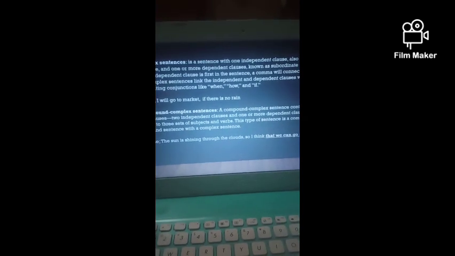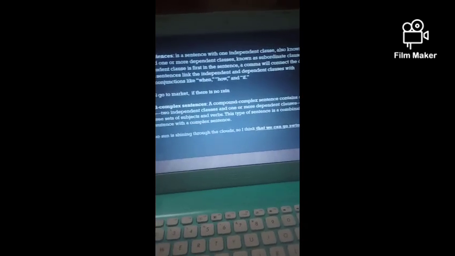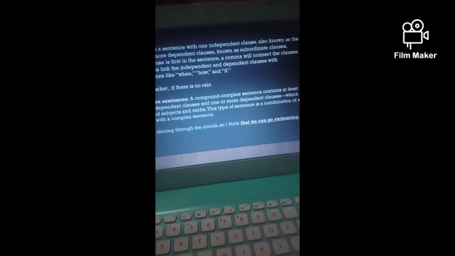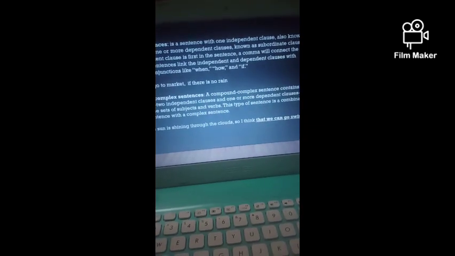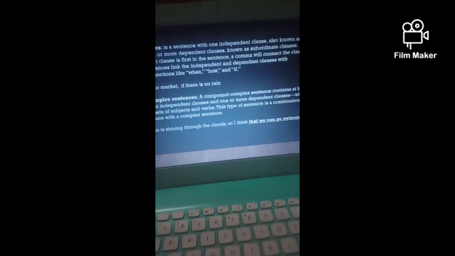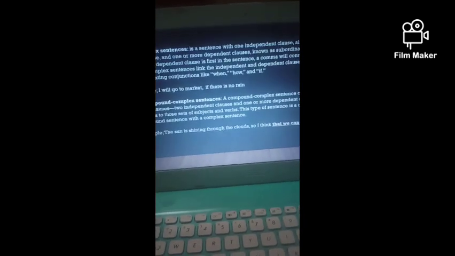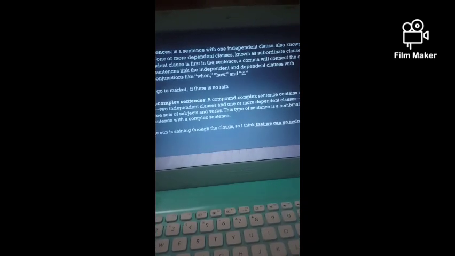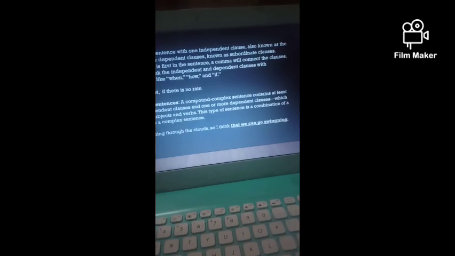And the last is the compound-complex sentence. A compound-complex sentence contains at least three clauses, two independent clauses and one or more dependent clauses, which equates to three sets of subjects and verbs. This type of sentence is a combination of a compound sentence with a complex sentence. For example, the sun is shining through the clouds, so I think that we can go swimming.